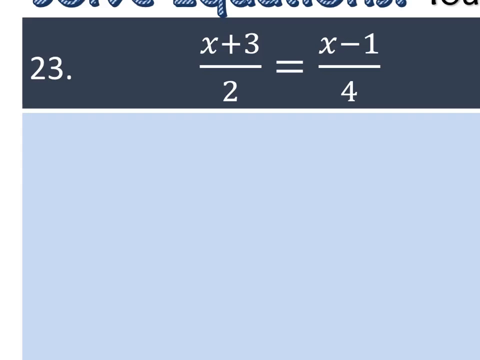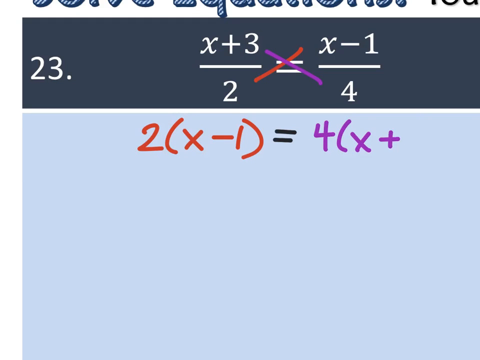All right, 23. Now this, hopefully, looks slightly familiar. This is a proportion, which we have seen before. And we're going to solve this proportion with cross multiplication, just like we've done before. All right. So the red cross shows two groups of x minus 1. Now it's equal to the other cross, which I have in purple. That's four groups of x and 3. So this becomes our new equation after the cross multiplication.